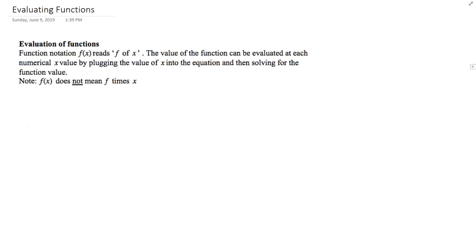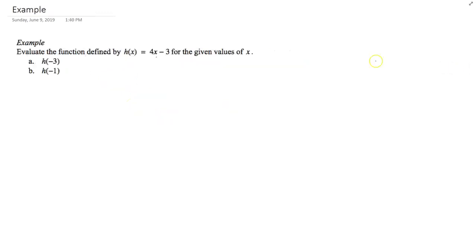Okay, let's talk about evaluation of functions. When we're evaluating a function, we see something like f of x is equal to, say, x plus something, right? Let's say x plus 2, something like that, right? This f of x means just f of x, not f times x. Okay, so we will need to keep that in mind when we're evaluating functions, right? In this case, it's h of x, not h times x.